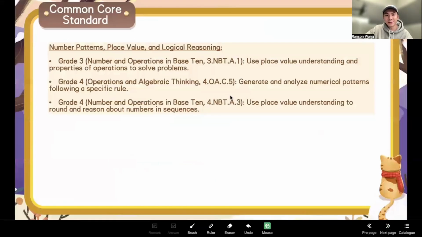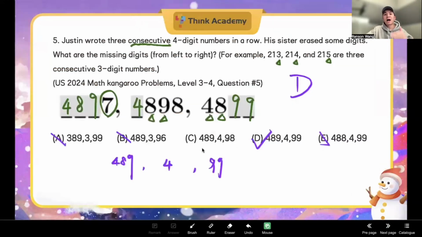So only this one is the correct answer. The knowledge point for this one is actually number patterns again, place value, and logical reasoning. As you can see, the Common Core standard would just have you generate patterns or analyze numerical patterns following a specific rule. But for this, on top of the rule, you actually need to find out a specific number.